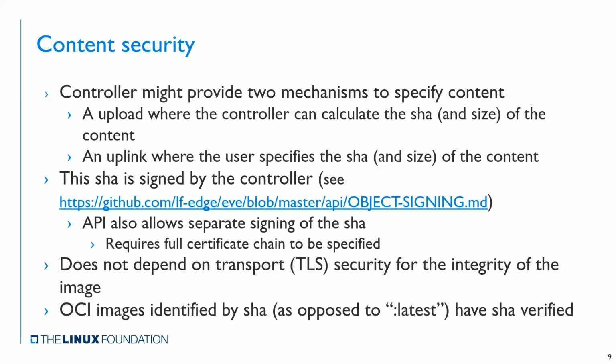The API allows for separately signing the SHA as well, but we found that this is quite complicated to use, because people need to provide and maintain the complete certificate hierarchy used for validating those signatures, and dealing with certificates and renewals of those things is quite complicated. So it's not actually exposed in the UI in the commercial controller today. We had it there earlier.